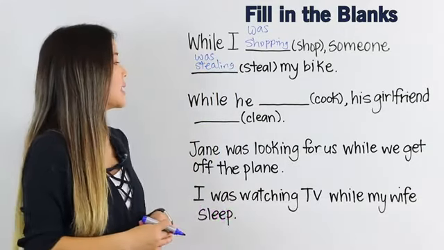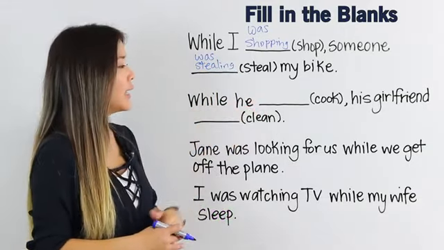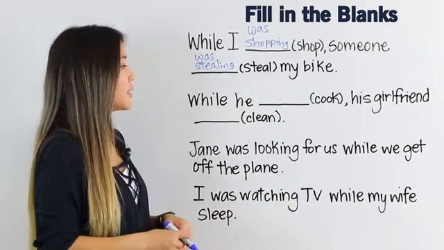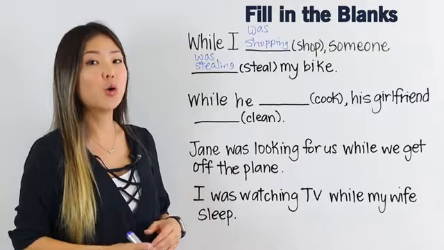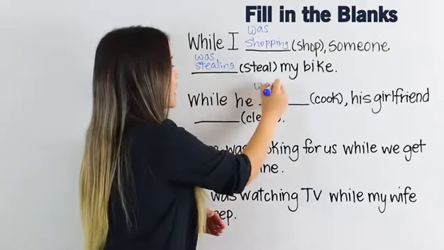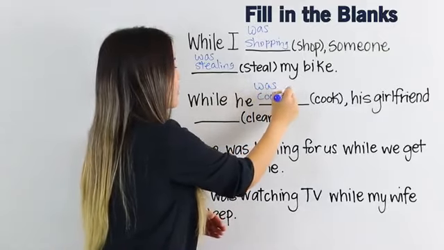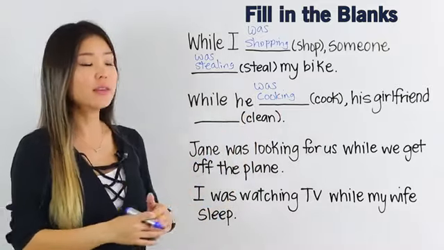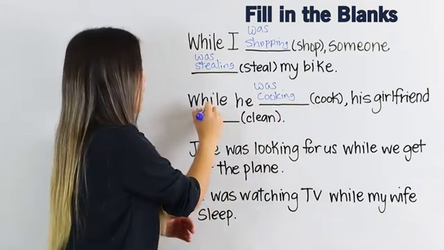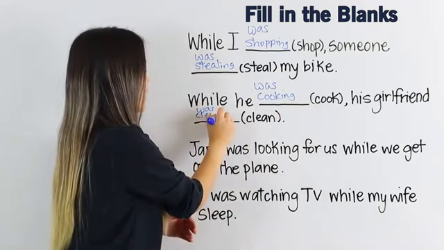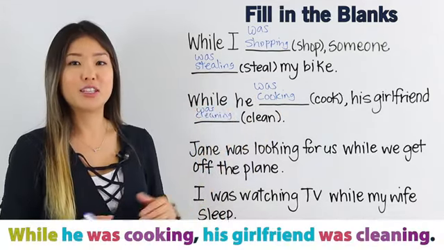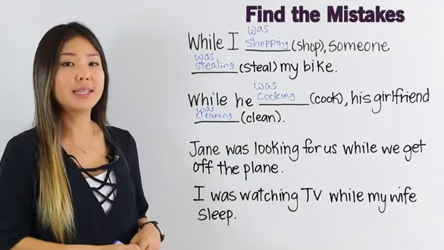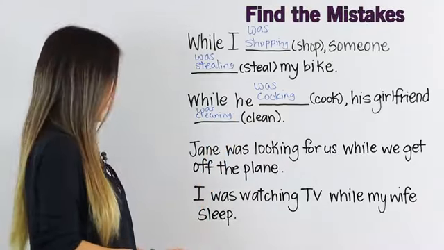The next sentence says, while he blank, I want you to use the verb cook. The subject is he, and so I need to use was cooking. While he was cooking, his girlfriend was cleaning. Did you get that? Let's move on.